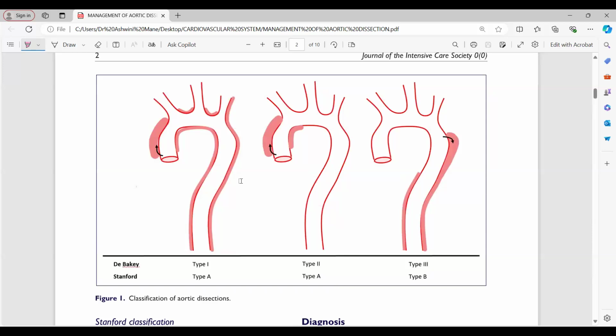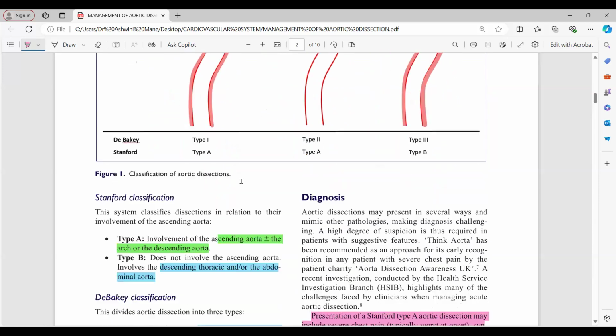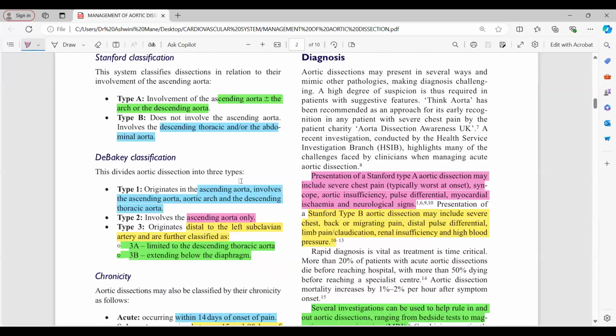So this is the pictorial representation of the Stanford classification and Bakey classification. Regarding Bakey and Stanford classification, it was already explained.